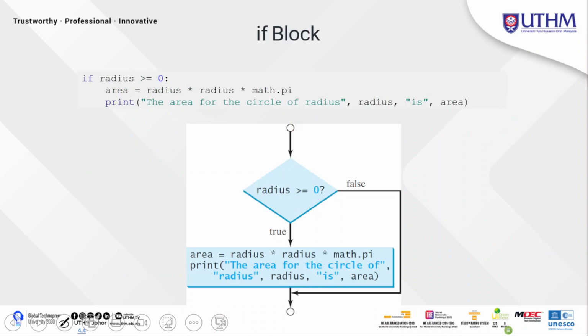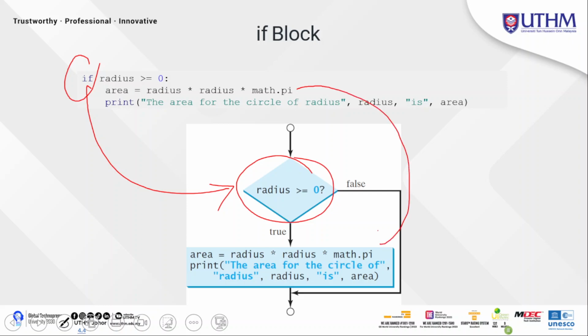Okay, so you can see when you have an if, this is considered the condition, so it's applied under the diamond shape, and your process is written over here, and also the statement output.